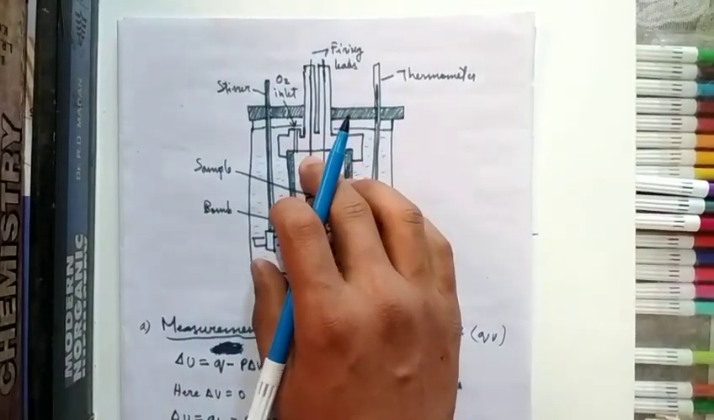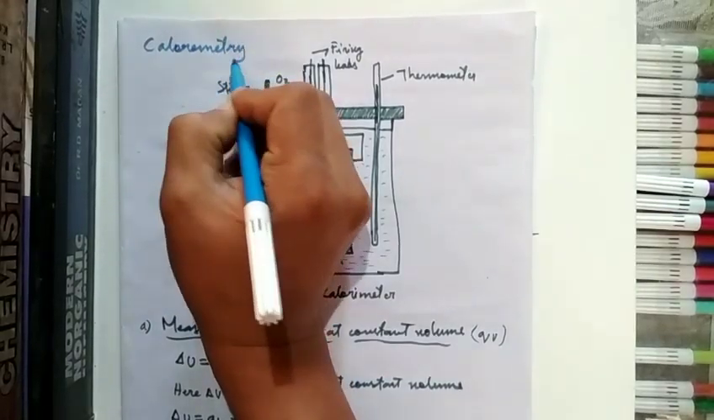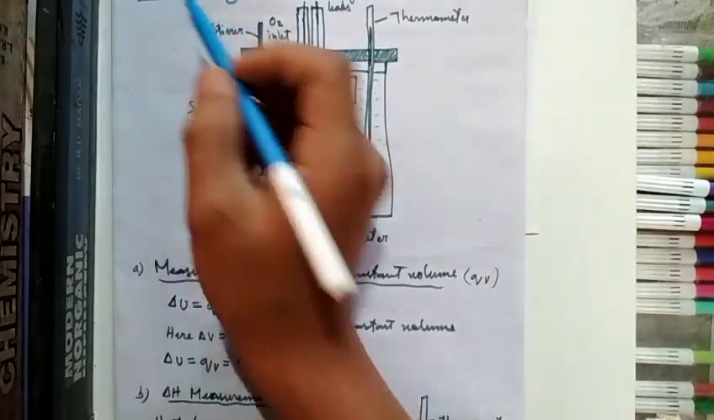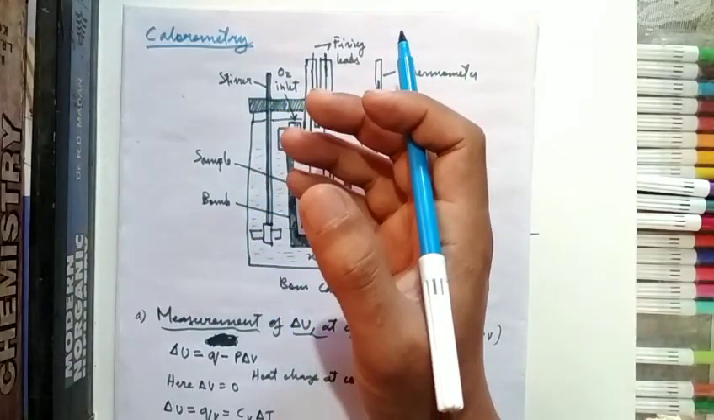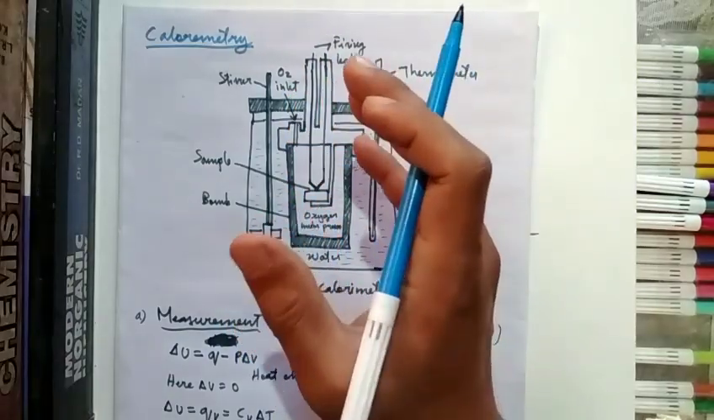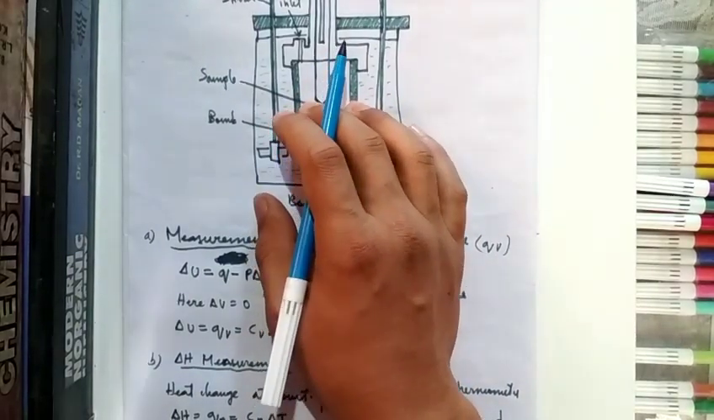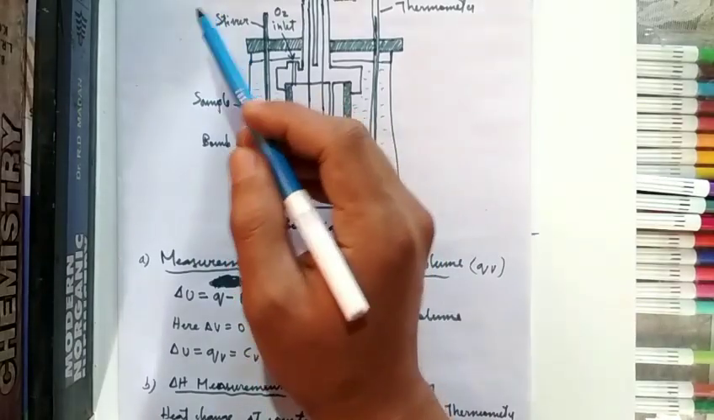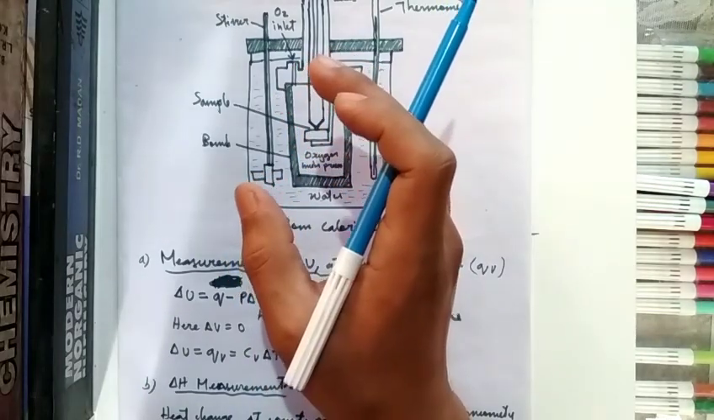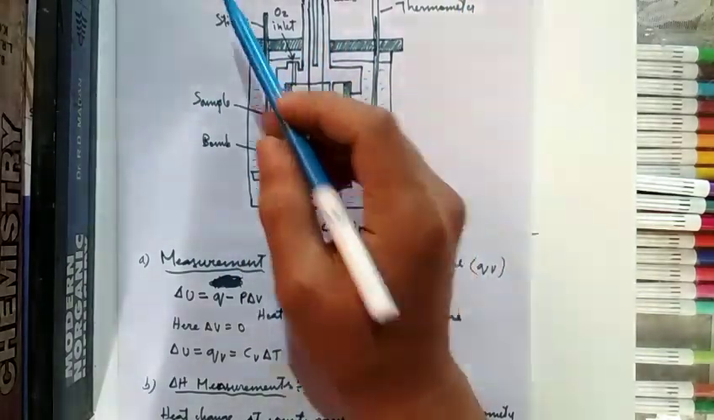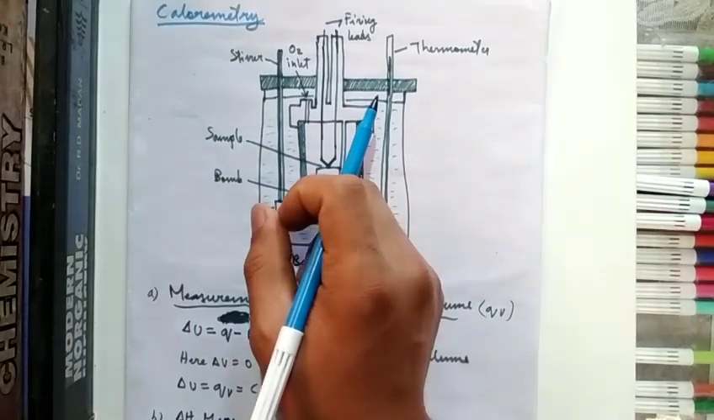Next, we're going to talk about calorimetry. Calorie, what comes to your mind is heat. Metry means measurement. So in this case we are going to measure heat using an experiment, or experimental analysis. This calorimetry is used to determine the energy changes involved in chemical or physical processes.